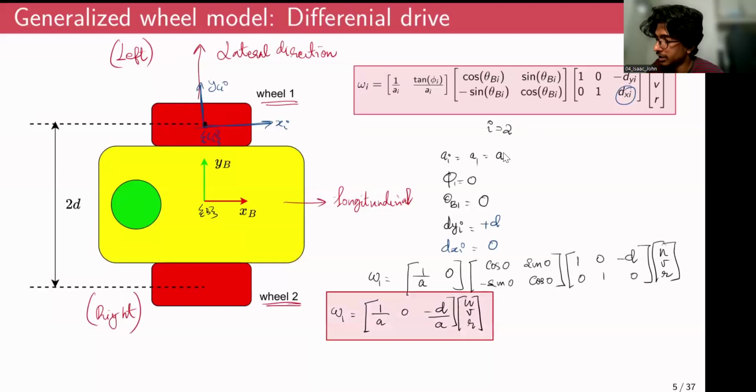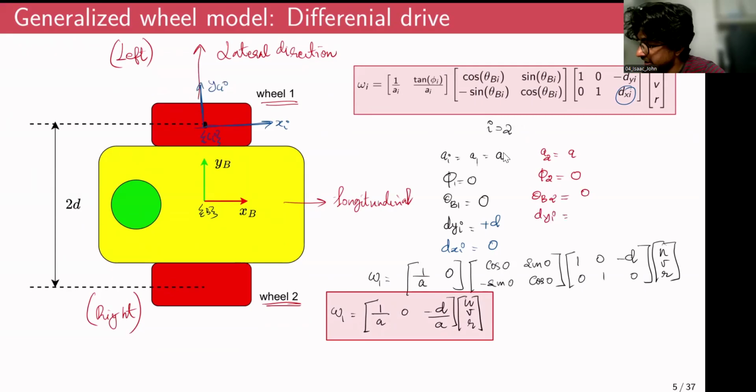And using a similar method, you can have a mapping from omega 2, the angular velocity of the second wheel, to UVR. UVR is basically the linear velocity along the XB axis, the linear velocity along the YB axis, and the rotation along the ZB axis. So if you consider the parameters, A2 for the second wheel would be A, same radius. Phi 2 is again 0. Theta B2 is again 0.